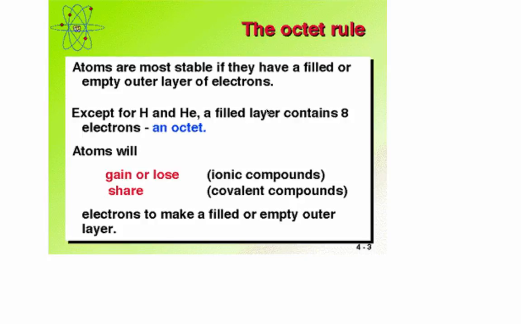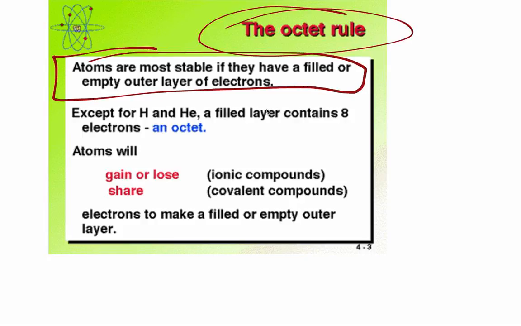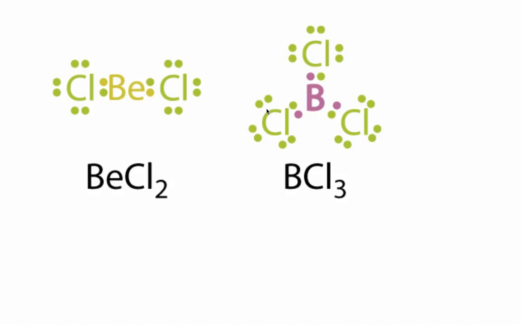So far we've been following what's been called the Octet Rule, which says that atoms are most stable if they have a filled or empty outer layer of electrons. So this is true for our ionic or our covalent compounds. We've been working on covalent, sharing electrons to get up to 8 to get to this octet. And now what we'll tell you is that there's a few things that do not obey our Octet Rule. One we already know is hydrogen and helium. Because they're so small, they form what's called actually a duet. They want 2 electrons, not 8. But there's going to be some other exceptions we run into.